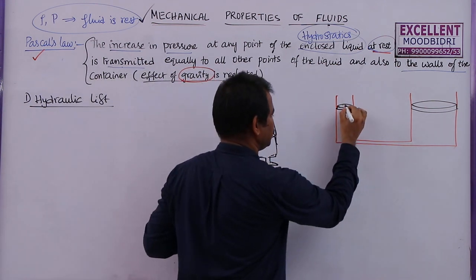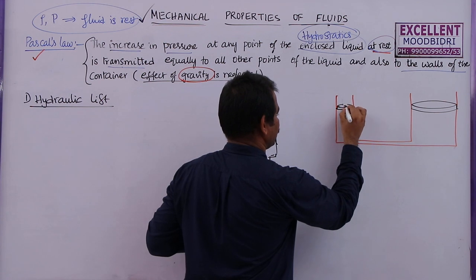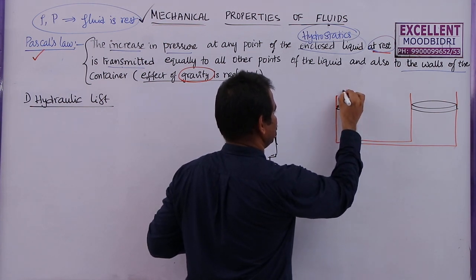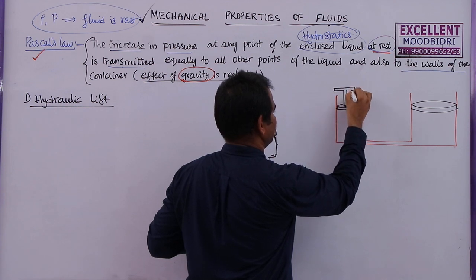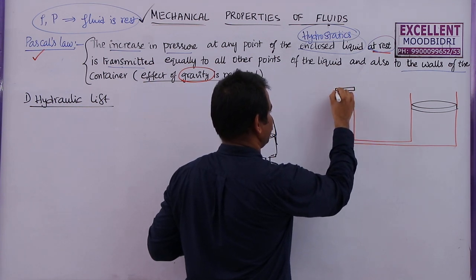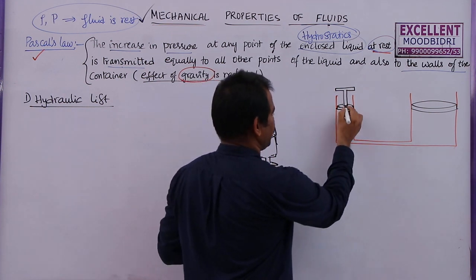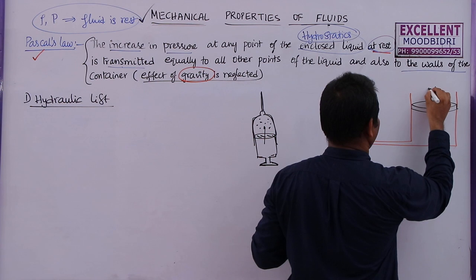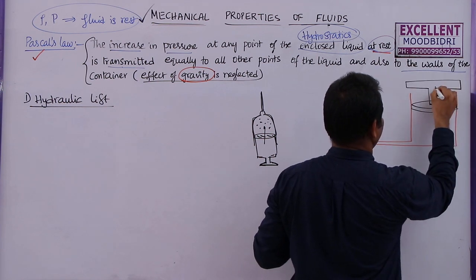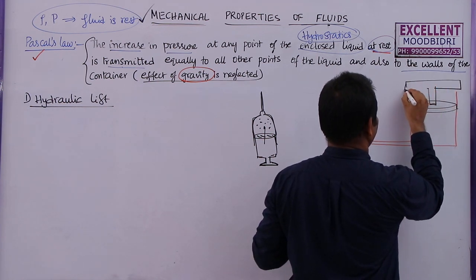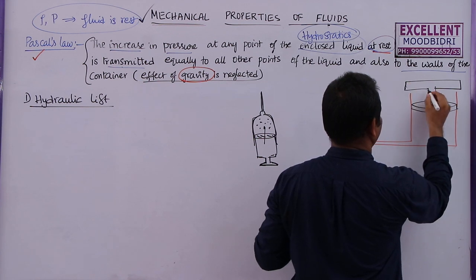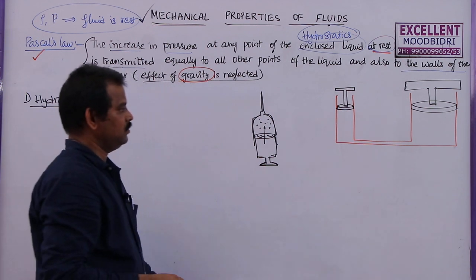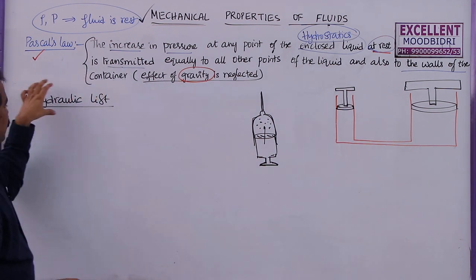Here also these pistons are provided with some projections like this, and this is the handle that is provided at the top. Similarly, on the other side, there is also one stand, and it has a bigger platform. Now this is the arrangement of a hydraulic lift.